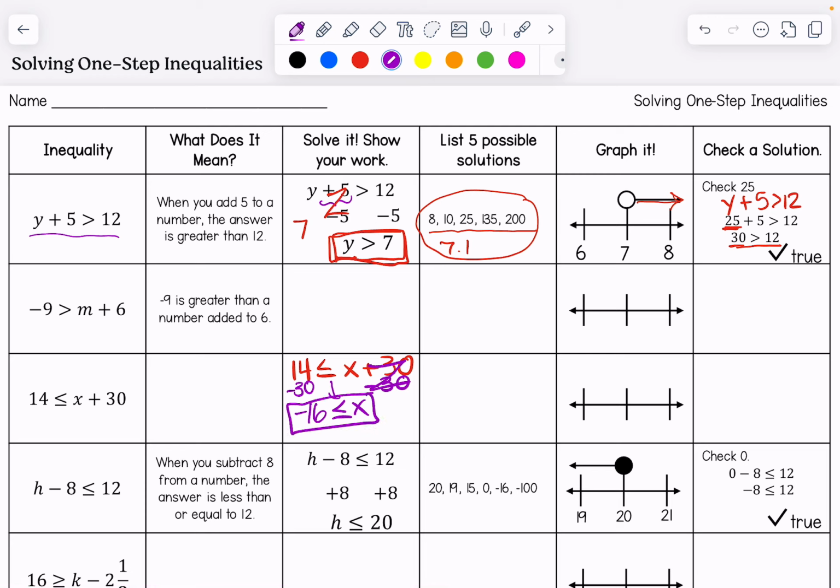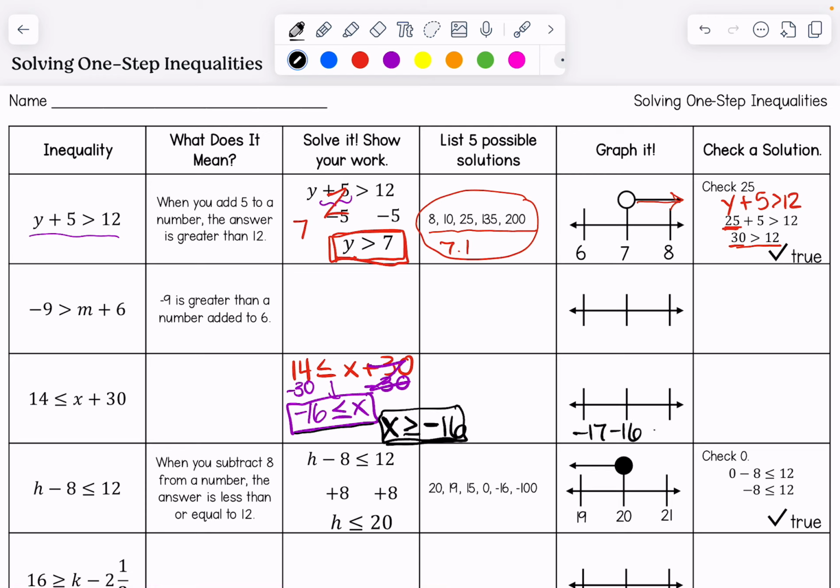Sometimes when we have the variable on the right-hand side, that's a little confusing. So we're going to rewrite this with the variable on the left-hand side and compare it to negative 16. If I'm going to flip where my variable is, then I also need to make sure I flip that inequality symbol. So these two inequalities actually mean the exact same thing. Negative 16 is less than or equal to x means the same as x is greater than or equal to negative 16.